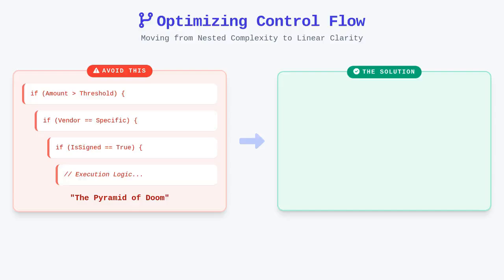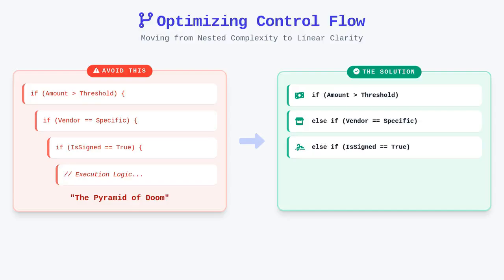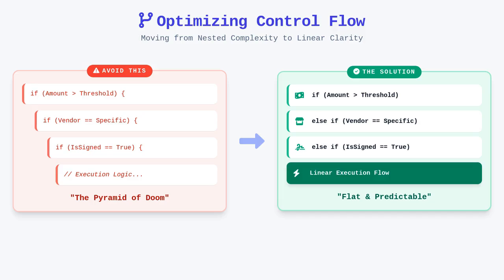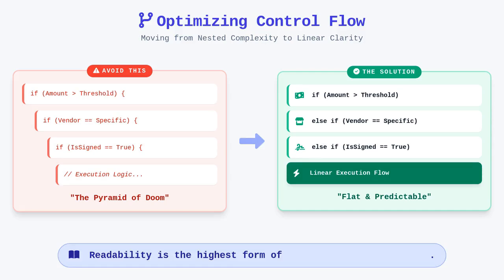linear structure. An else if block allows you to test a new condition only if the previous one failed. This hierarchy keeps your logic clean and ensures that the flow control remains predictable for anyone tasked with maintaining the code later. Always remember that readability is the highest form of technical debt management.